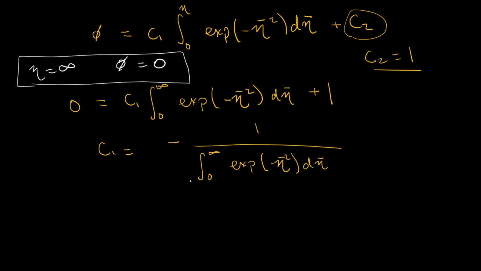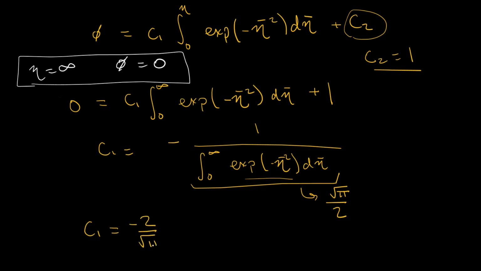Now luckily this integral, even though it goes from 0 to infinity, is a known integral. This is actually very similar to a normal distribution, if you're familiar with that. So if you're familiar with probability theory, you may know this integral. And this integral right here evaluates to the square root of pi over 2. So we can solve for c1 if this denominator is the square root of pi over 2. c1 is equal to negative 2 over square root of pi. Finally, we can plug these values in, c1 and c2, and solve for our final expression for phi.